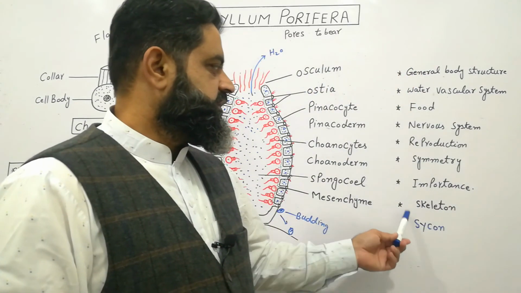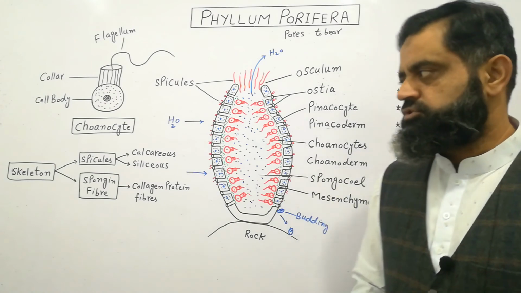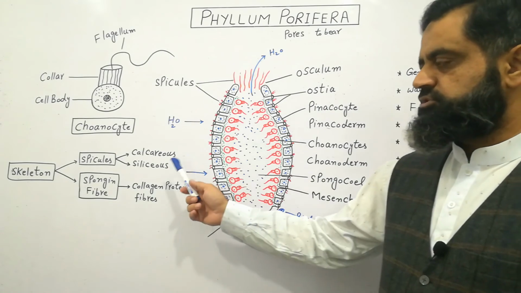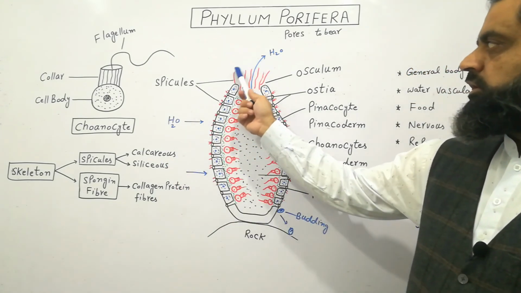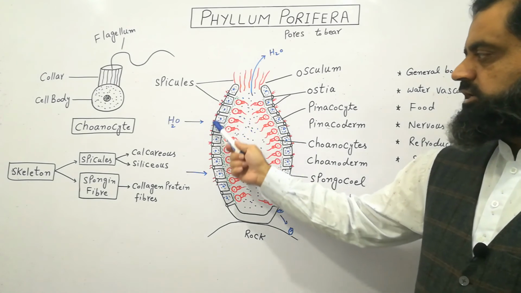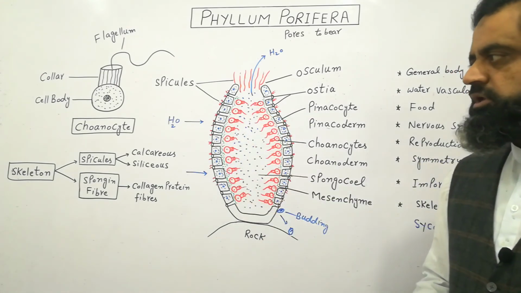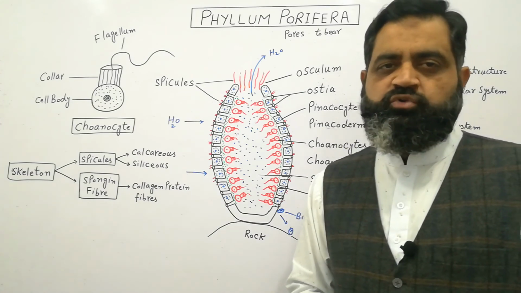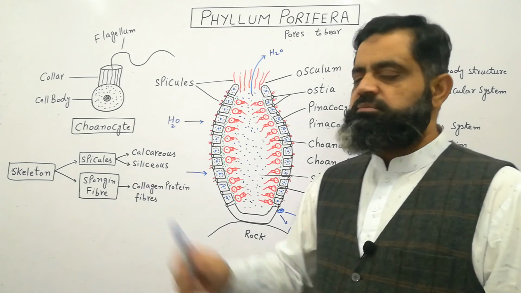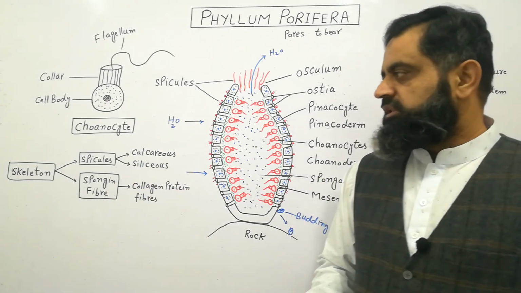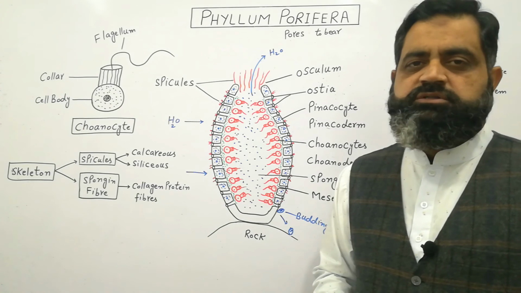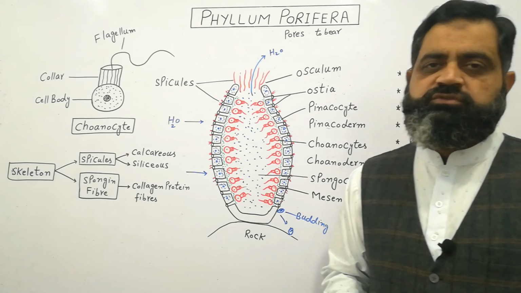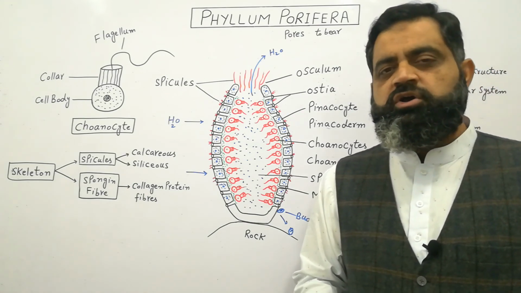The skeleton of sponges consists of two parts, spicules and spongin fibers. Spicules are needle-like structures which are present on the osculum, near the ostia, and also inside the body. Spicules can be calcareous or siliceous. Calcareous spicules are made up of calcium carbonate, while siliceous spicules are made up of silica. They also contain spongin fibers. Spongin fibers are made up of collagen protein fibers which hold the body cells together to maintain the shape and structure of the sponges.